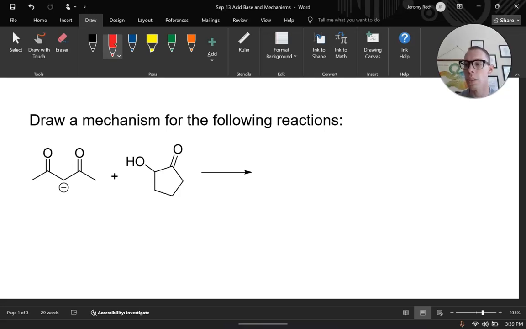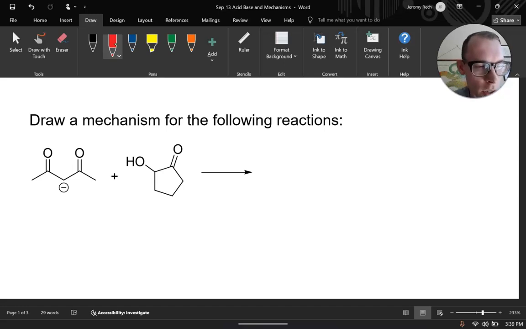So for each of these, we're going to need to identify what's our acid and what's our base. And then once we identify our acid and our base, thinking of what's our most acidic proton, and then going through and drawing the actual mechanism. So let's look at this first one.